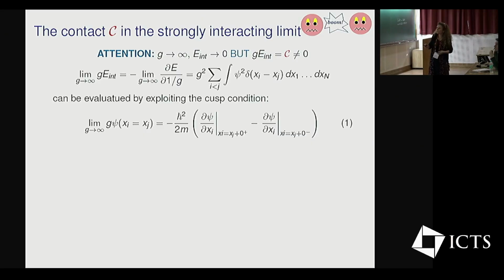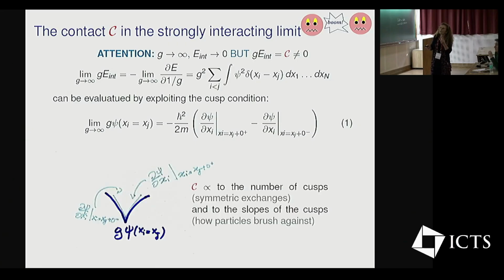If you make the calculation, you can do it explicitly using the cusp condition that connects the value of the many-body wave function when you try to put two particles on the same point, times the interaction strength. This is connected to the discontinuity of the derivative around this point. So what is the contact? The contact counts all the cusps in the many-body wave function, so all the symmetric changes in the many-body wave function, and is proportional to the slope of the cusp, so how the particles brush against each other. So it's really something that is induced by interaction, but taking account of the symmetry of the many-body wave function. And this will be useful for later.